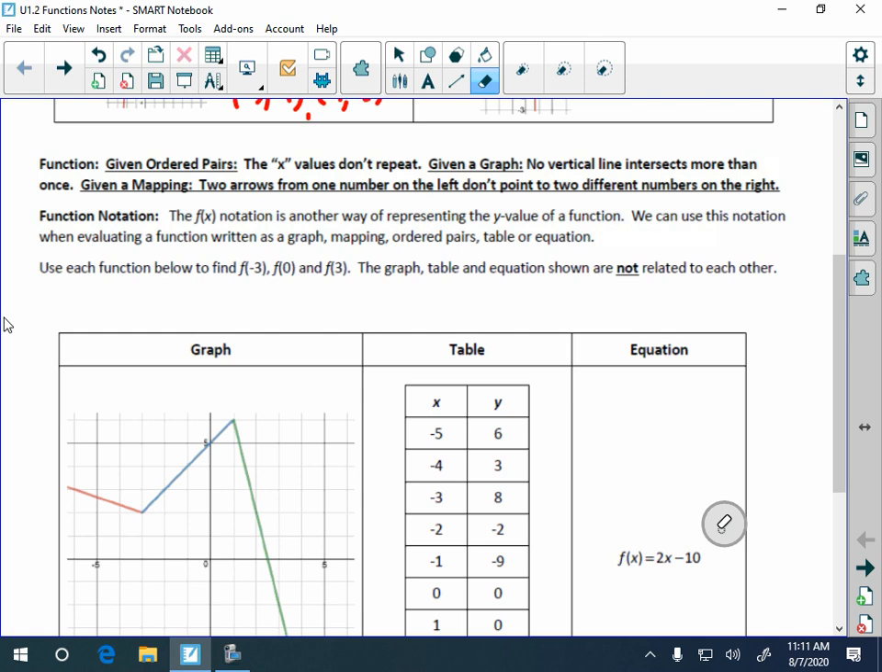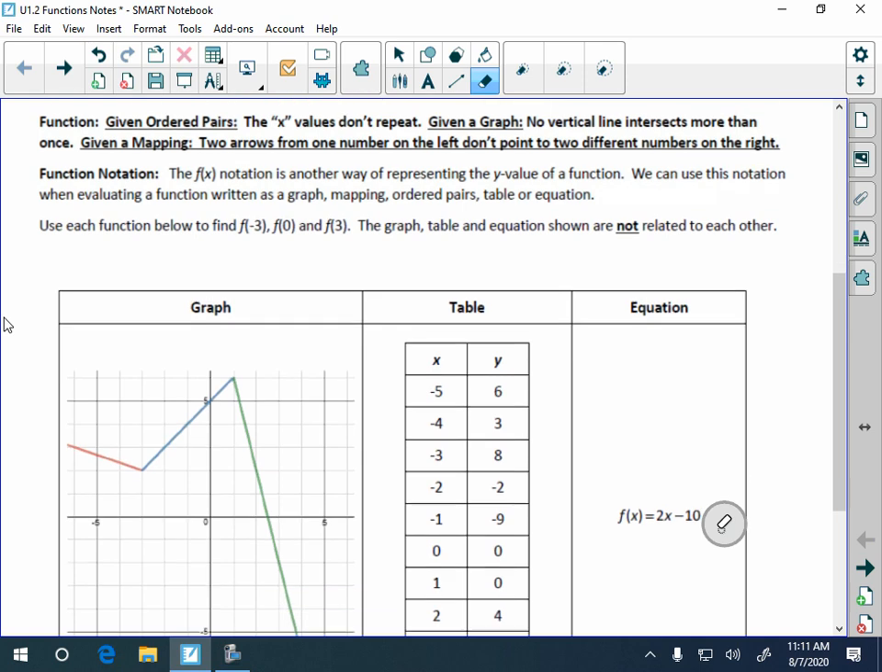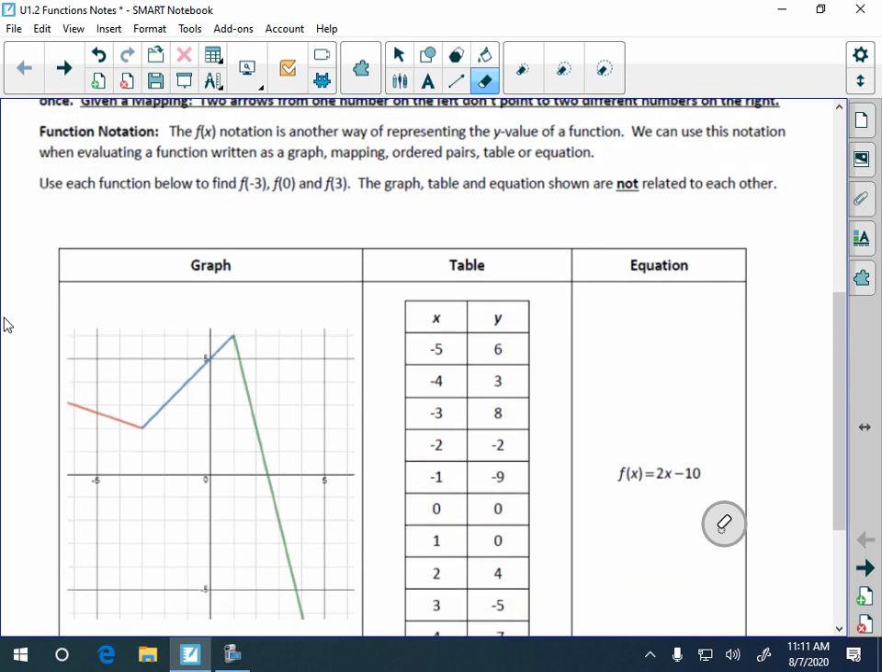So function notation, we use this f of x notation, f of x. It's not f times x. All right, so it's just another way of representing the y values of a function. So anytime you see f of x, you could replace it with just y. We can use this notation when evaluating a function written as a graph, a mapping, ordered pairs, a table, an equation, lots of different ways of writing a function.